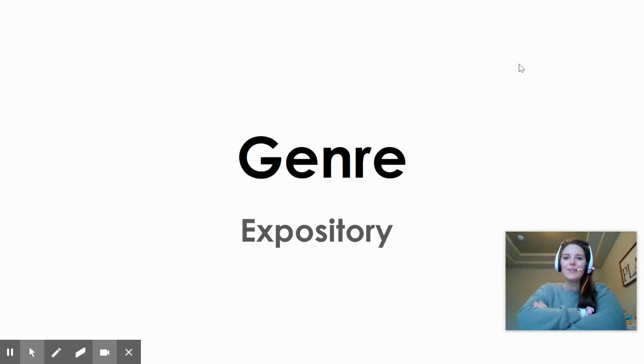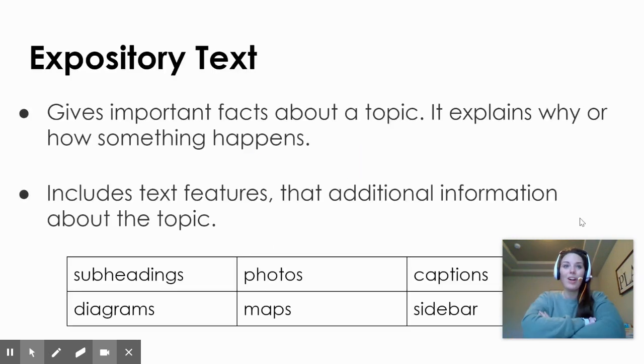Hi again, second graders. Welcome to our lesson for genre. Today we are going to be learning about expository text. Now, once again, this is a genre that we have already worked with this school year, so I'm hopeful that this should be a review for most of you. All right, what are the characteristics of expository text?